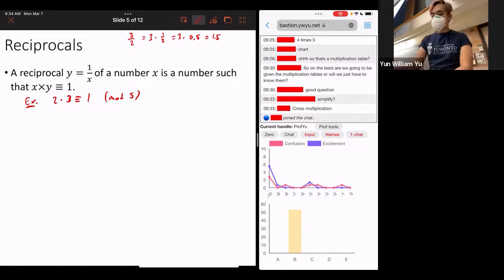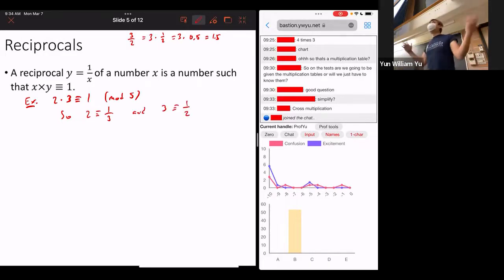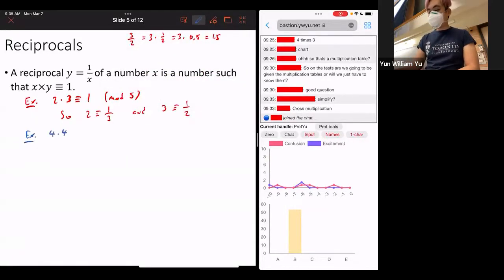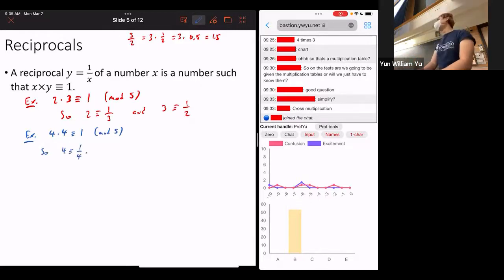But what does that mean? That means that you can also say 2 is equivalent to 1 divided by 3, and 3 is equivalent to 1 divided by 2. Because remember, if you have two numbers that multiply together to give 1, then you can think of that as the reciprocal of it. Let me give another example, which is a little bit weirder, but it'll make sense in a little bit. So 4 times 4 is equivalent to 1, right? So what does that mean? That means that 4 is equivalent to 1 divided by 4. This probably looks weird. Can anyone give me an intuitive explanation for why this is true?